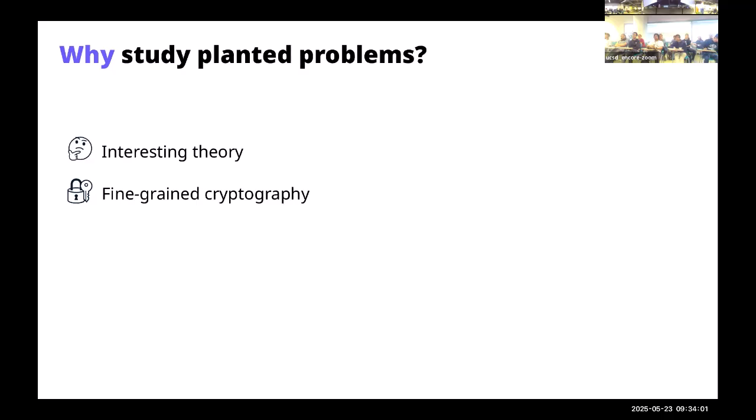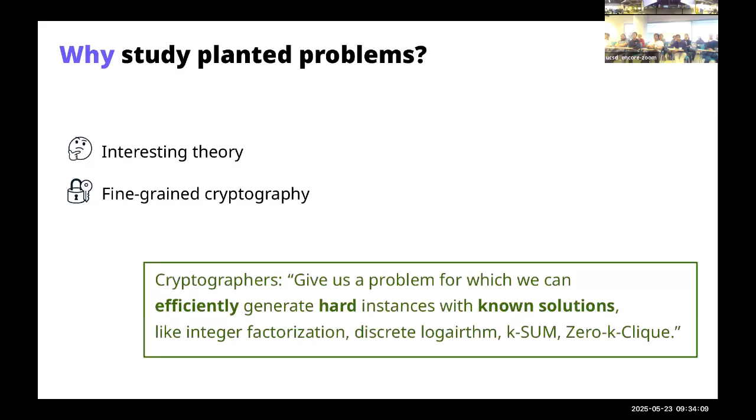So let me give you my view of what fine-grained cryptography is about. In general, cryptographers want problems that are hard, but not too hard. So they want problems that are hard, and I can easily sample instances that are hard. Not that I only know that there exists a hard instance, but I can actually sample hard instances to which I know the solution.